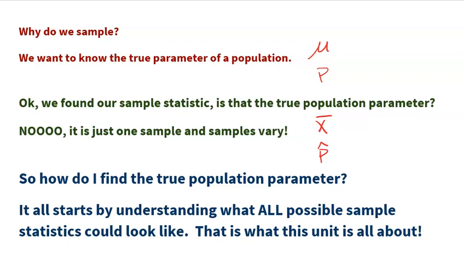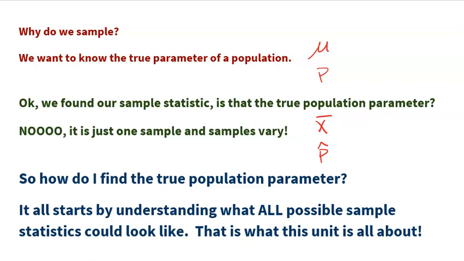Absolutely not. Because it's just one sample, right? And samples vary. That's what we've been learning thus far. So just because our sample statistic revealed a value to us, it doesn't mean that that's what's true for the population. So this turns us right back to the very beginning. So how do I find the true population parameter? Well, it all starts by understanding what all possible sample statistics could look like. This is what this unit is all about.